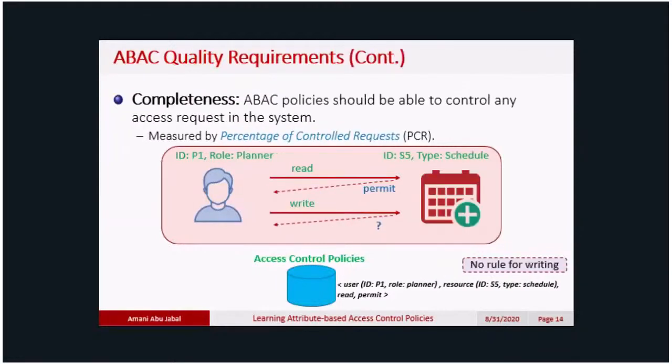Requirement is completeness, which means that there should be a rule to control any potential access request in the system. This requirement can be measured by a new metric, which we define as percentage of controlled requests. For example, if there is a rule which authorizes the planner to read scheduled resource, however, we don't have a rule for write permission operation, so the engine will not generate a correct decision for such situation.